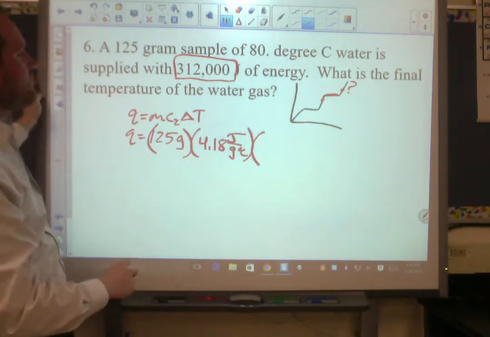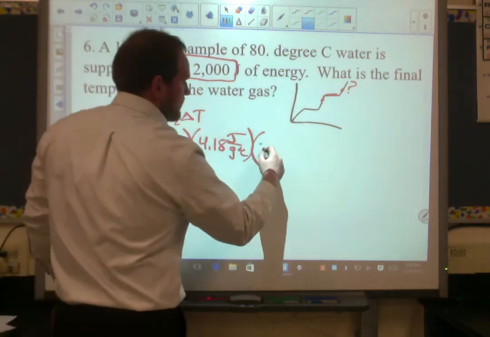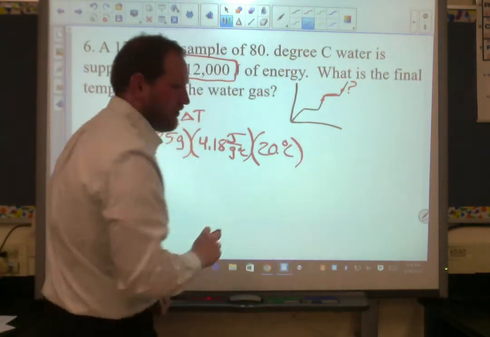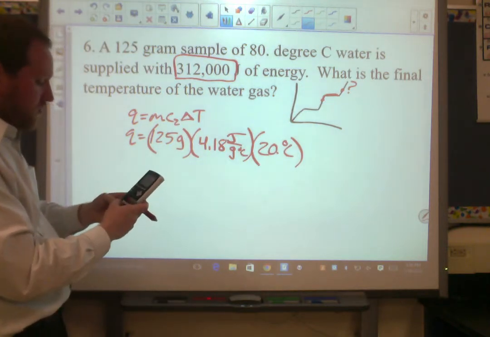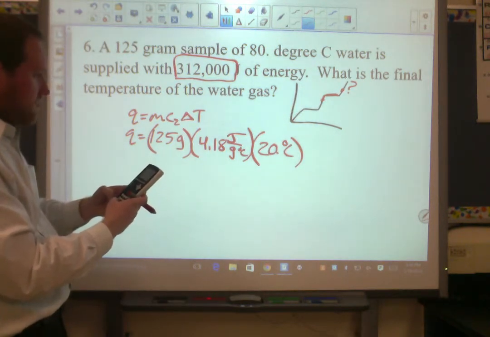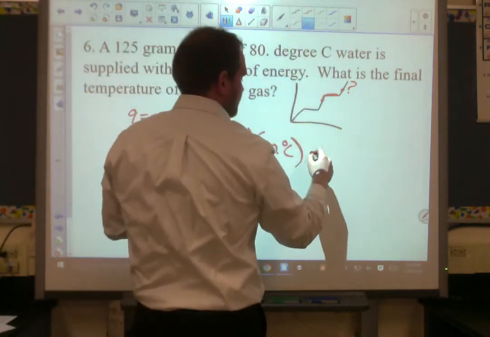And delta T, the change in temperature. It's starting at 80. It's going to go to 100. So it's a 20 degree Celsius difference. Let's see what we get. 125 times 4.18 times 20. 10,450.